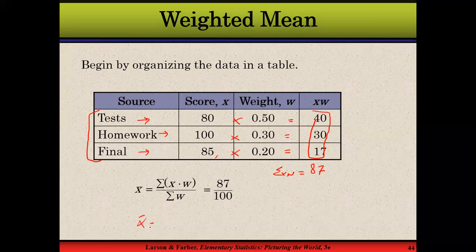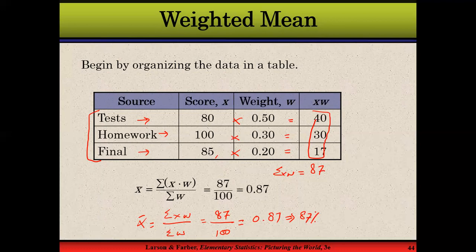The weighted mean would be equal to summation XW, which we have calculated here, divided by total weights. So as you can see, 87 are the marks that the student has acquired. In total, there are 100 weights. So 0.87 or 87% is the grade point for this student. Okay, so it has 87% marks.